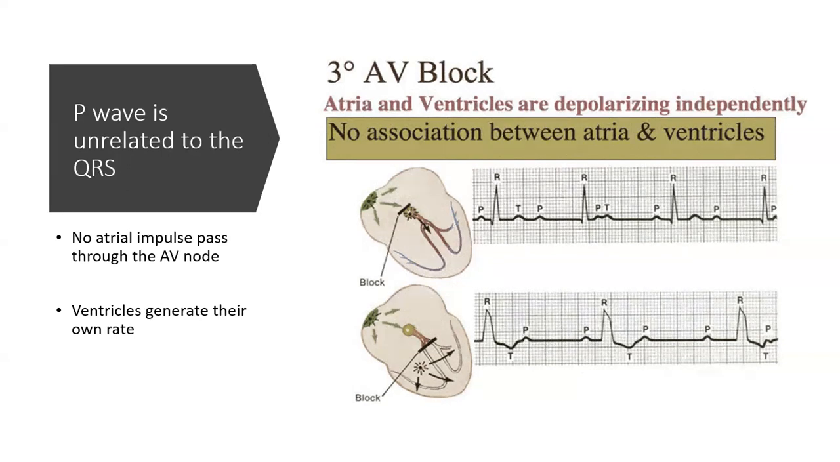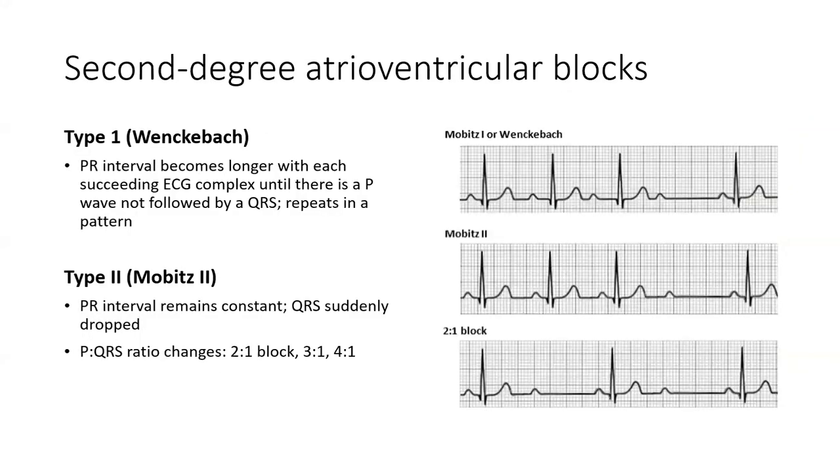Because blocks can be kind of difficult when you're looking at them, you want to see your P waves, your QRS, and the relationship between them. So for example, with this Wenckebach or second degree type 1, you've got a P wave, but it's not followed by a QRS. You see how there are these random P waves, but no QRS. It slowly gets longer and longer and longer till our QRS is just gone here, and this basically repeats in a pattern.